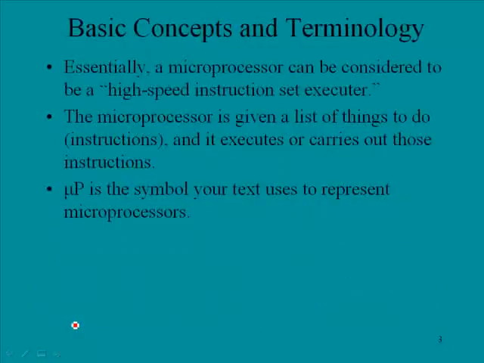Okay, basic concepts and terminology. Essentially, a microprocessor can be considered to be a high-speed instruction set executor. The microprocessor is given a list of things to do, and that is instructions, and it executes or carries out those instructions. And this term right here is a symbol your text uses to represent microprocessors. This is the symbol micro with a capital P, and so your text will use that as a shorthand way to express microprocessor.